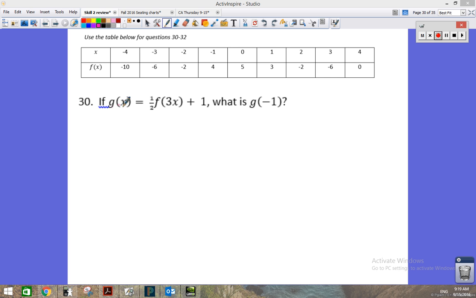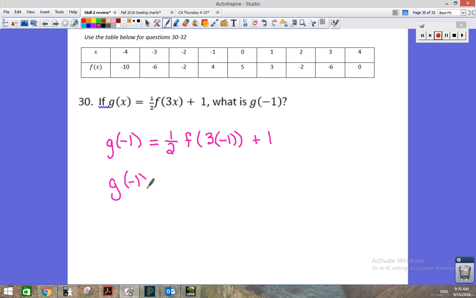So I'm just going to do a substitution. I could have done this before I ever learned about function transformations. I'm evaluating this function at -1. So everywhere I see an x, I'm replacing it with -1. So I've got 1/2. Now this f is 3 times x, which is 3 times -1. I don't have an equation for this function f, but I do have a table of values. So as long as this input is one of these x values, I can get an output. 3 times -1 is -3.